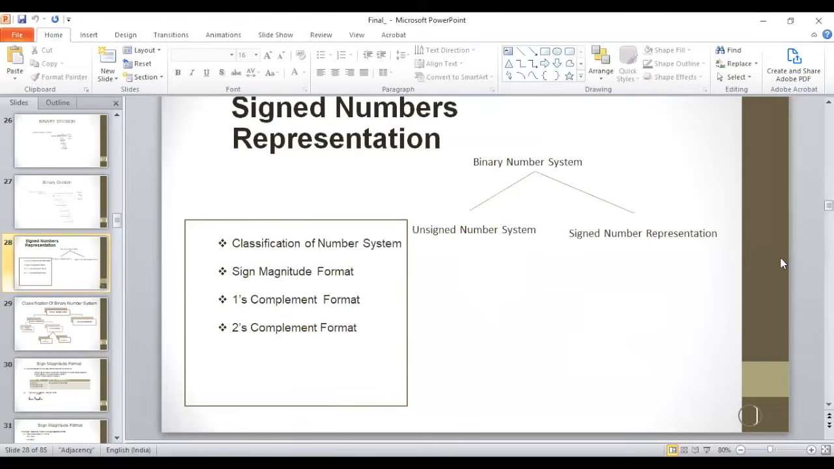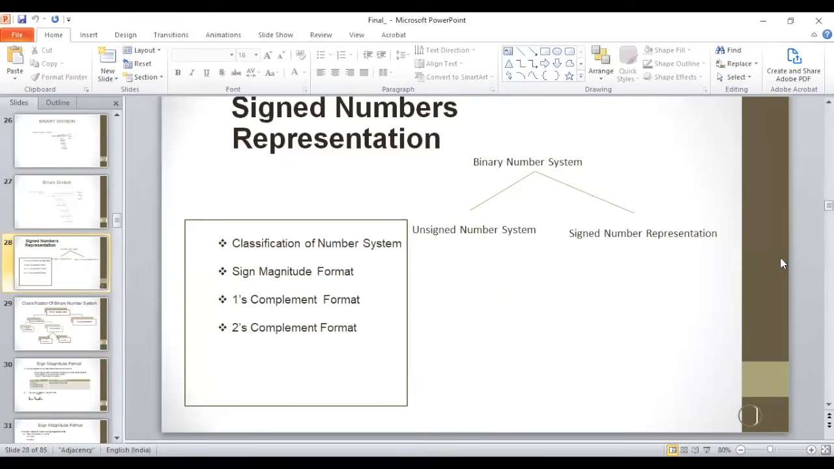Whatever we studied until now, we studied about addition, subtraction, the binary number system, digital electronics, its applications, its advantages. But today we are going to discuss signed number representation, which is very important and different from your first and second complement classification of number systems.